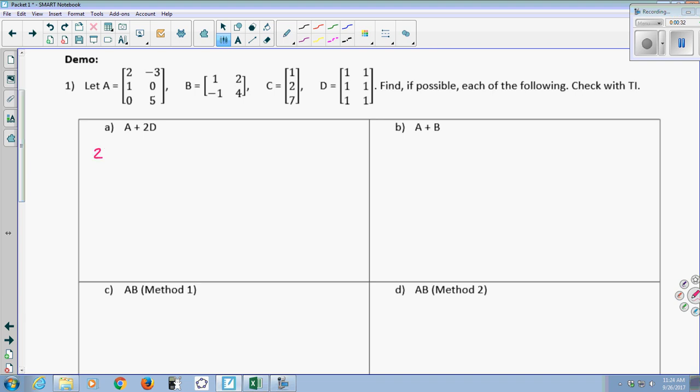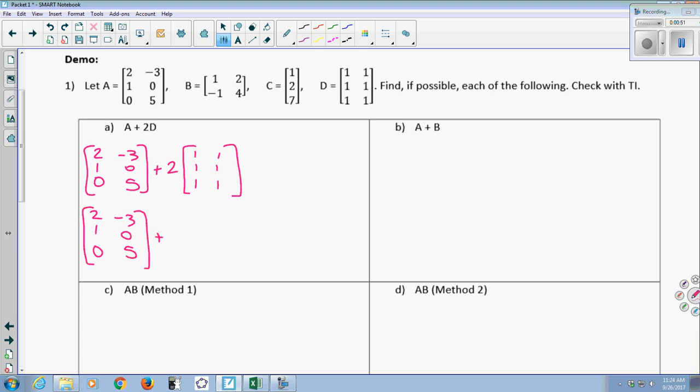So A is 2, 1, 0, negative 3, 0, 5. And we're going to add that to 2 times the matrix D, which is 1, 1, 1, 1, 1, 1. So that's going to be 2, 1, 0, negative 3, 0, 5, plus, you're going to multiply the matrix by the scalar, which means multiply every entry. So this becomes 2, 2, 2, 2, 2, 2. And then you add component-wise.